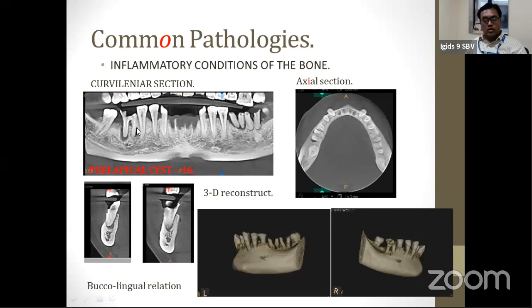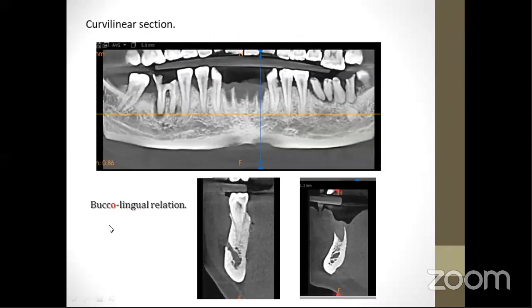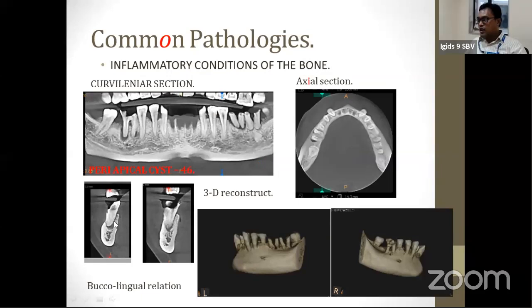Now I'm also giving you, if you take a peek at this image here, the sagittal section of this root, right? Runs in the buccolingual direction. The buccolingual relation. So take a look at the root tip and the size of the lesion below. So this is a luxury. This is something that we tend not to see with this clarity on an IOPA, right? So this is another luxury to us.